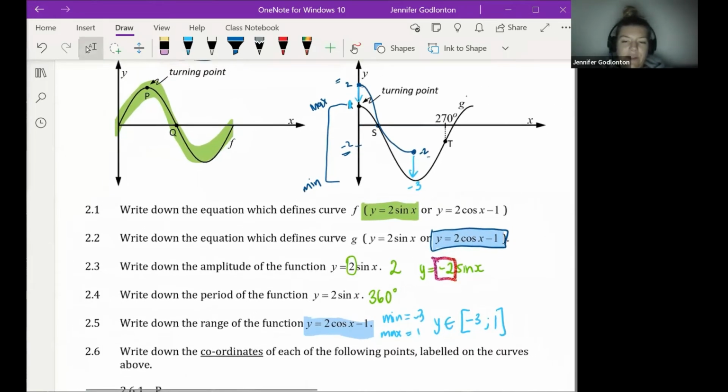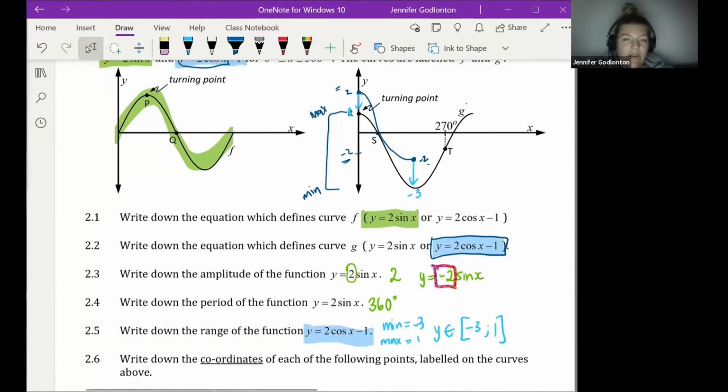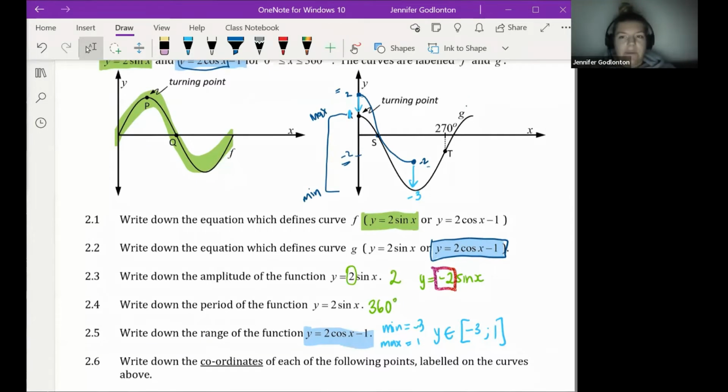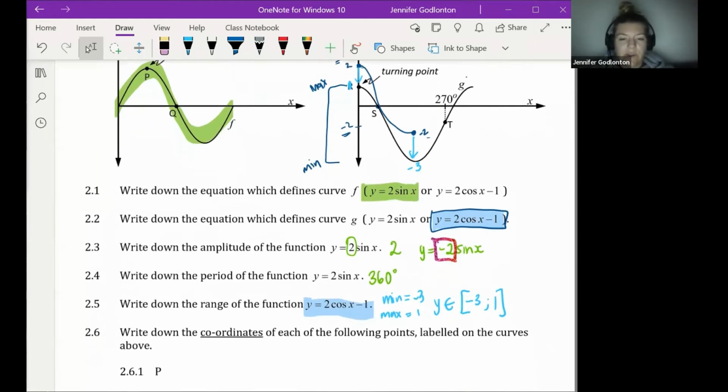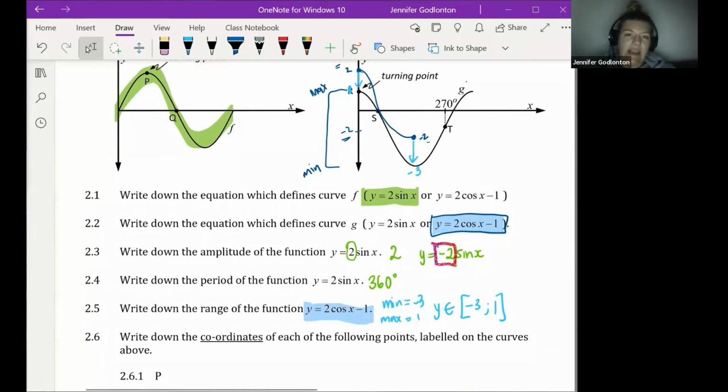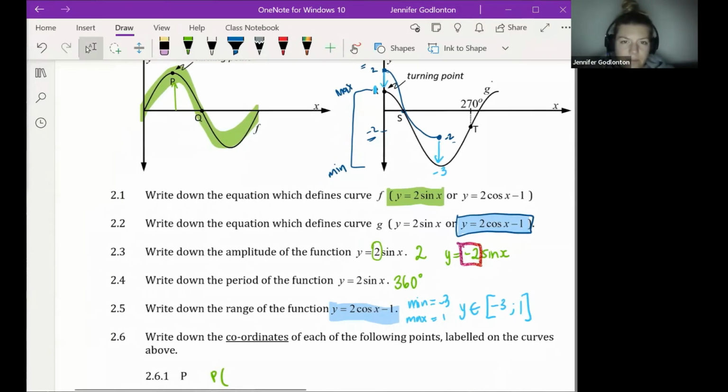Write down the coordinates of each of the following points labeled on the curves above. So I'm going to scroll up and down as we go through these. The first one I want to know is, what are the coordinates of P? P is on our green graph. That's P over there. What are my coordinates of P? We can do this, guys. You can use your calculators, or you can think, what would this graph look like?